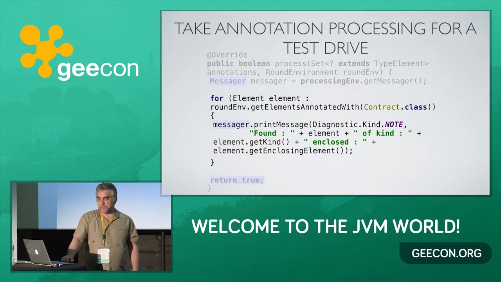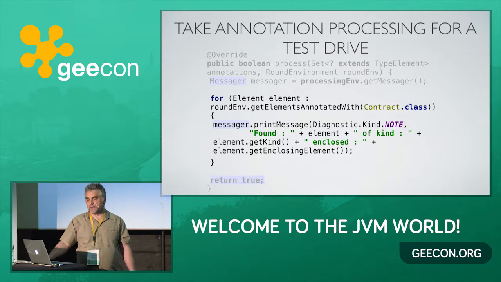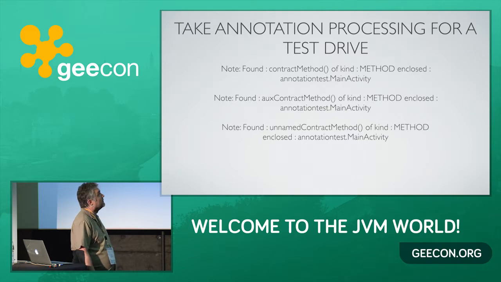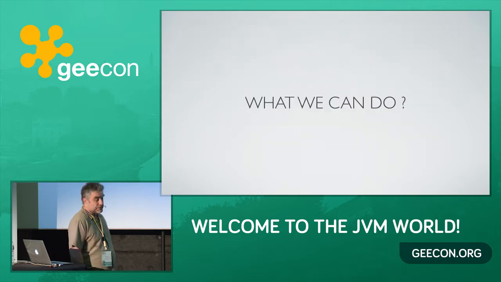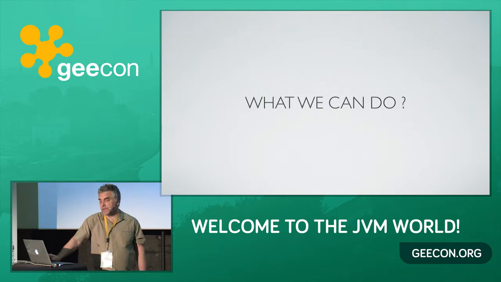So we do something a bit more useful. We call a method called getElementsAnnotatedWith. That's our Contract annotation. And we do basically the same. We again print some diagnostic into the compiler output, and that's what we get. We have a main activity, which you will see soon, which has 3 methods which get annotated with that annotation, sorry. So we have basically the tooling ready. Now it's time to do something really interesting.